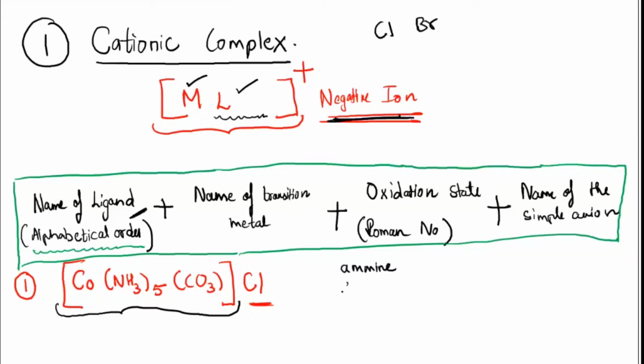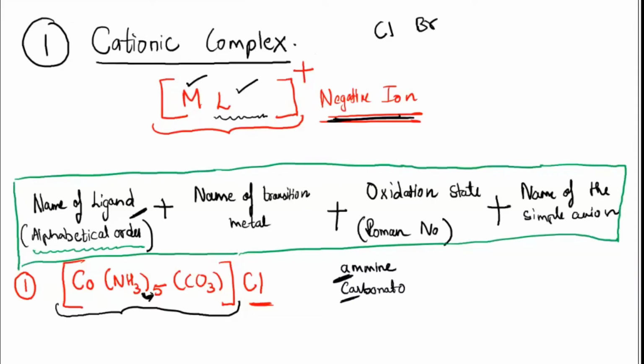CO3 is a carbonate, but when you are writing the name, it should be carbonato. So these are the two ligands which are present. Now which comes first according to alphabetical order? Everyone knows A comes first, followed by C. Now how many amines are present? There are 5.